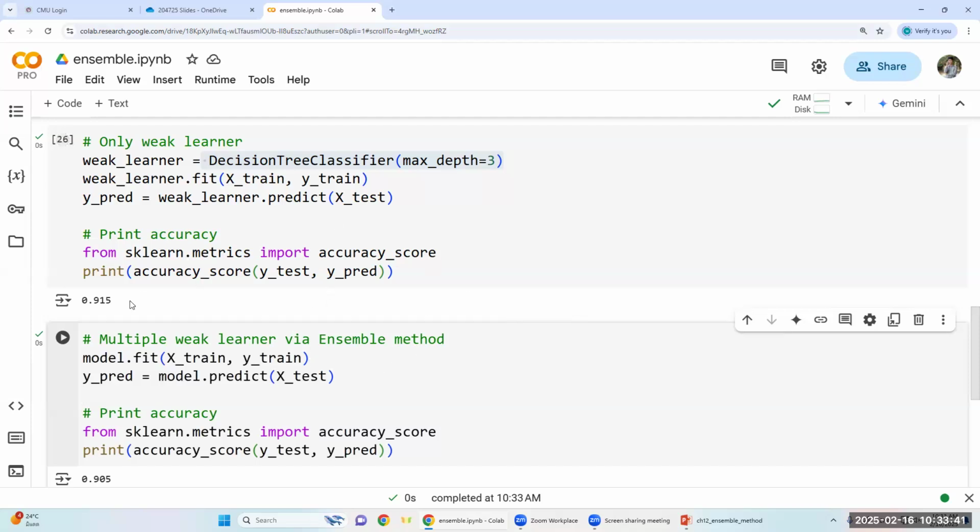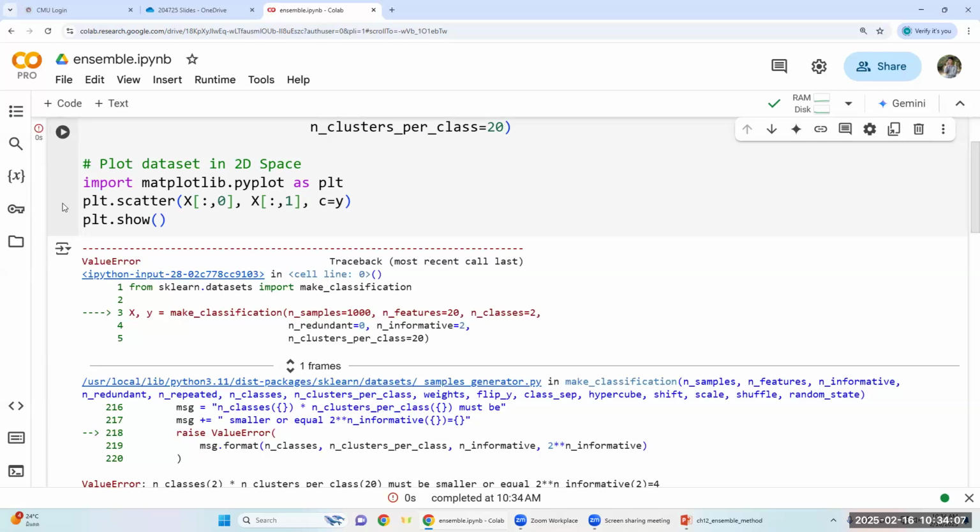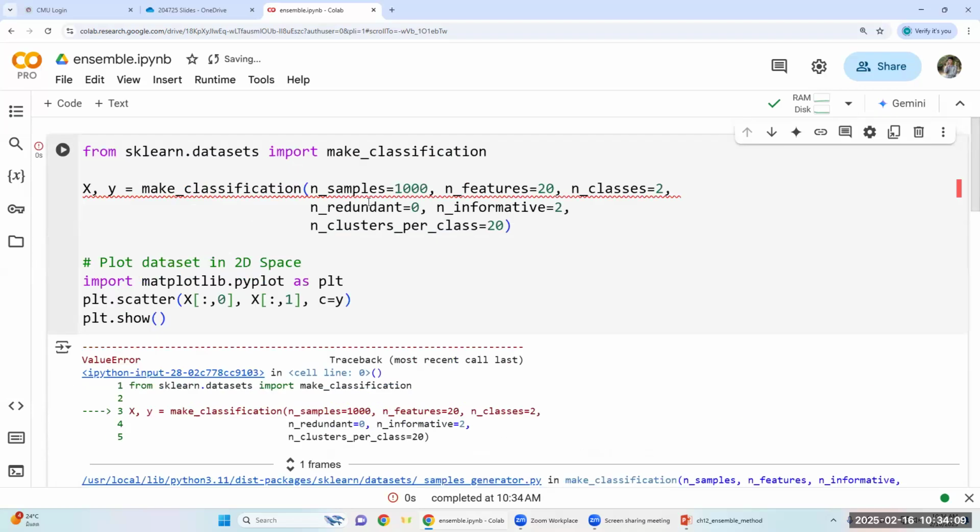So you can play around with how you combine the ensemble. Perhaps if I use maybe more features, let's say increase to like 20 features, I should be able to increase the number of clusters to something like 20, but it still has two classes. No, maybe just one, 10. So I still can only get two.